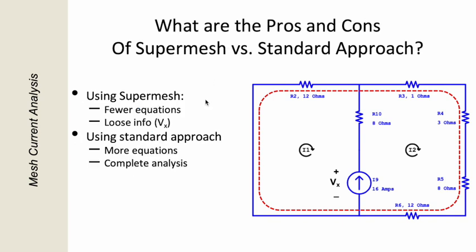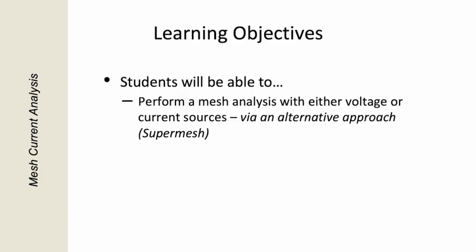We can see in comparison that super mesh has fewer equations, however, we do lose information. We don't have information on that Vx voltage across the current source. Using the standard approach, we have more equations, but we also have a more complete analysis. So it's your choice, whichever method you want to use, depending on the specific needs that you have in a given case. Okay, well, with a little practice, now you have an alternative way to do mesh analysis involving current sources.